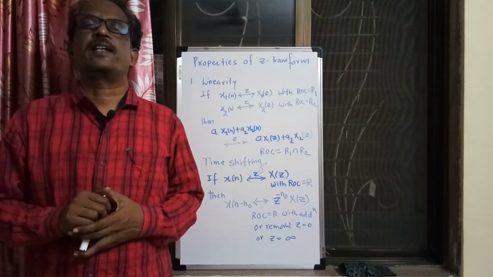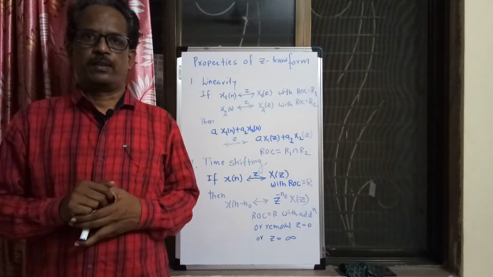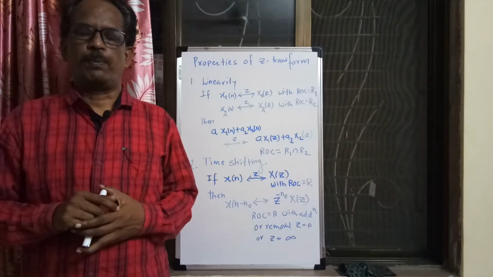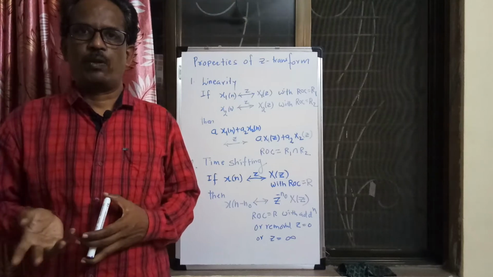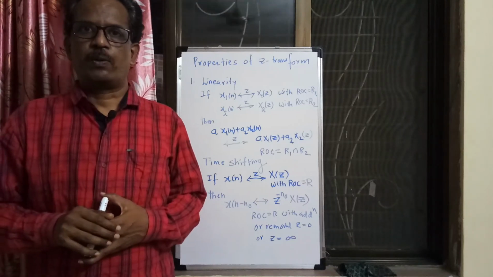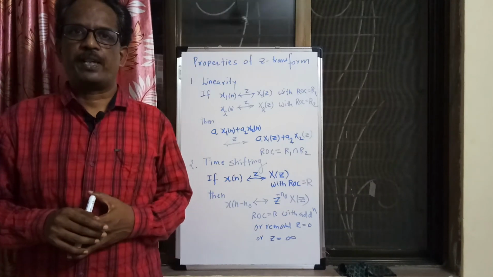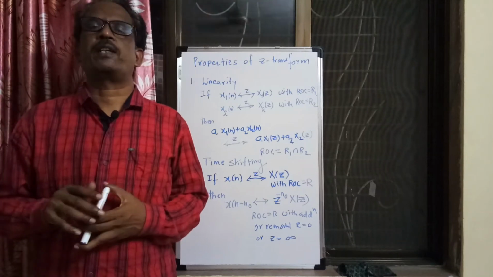I am taking the mod because x of z is a function of z, where z is a complex variable, and whenever we are talking about the finite or infinite value of x of z, we have to talk about its magnitude, or otherwise we have to compare its imaginary value separately with infinity, and real value separately with infinity.